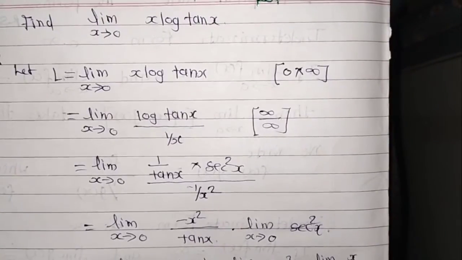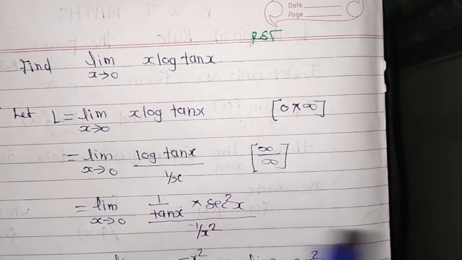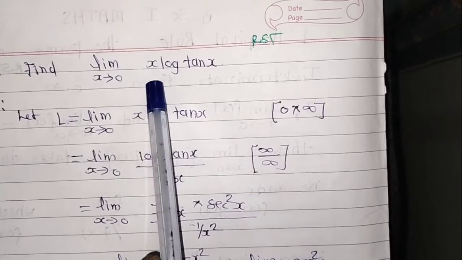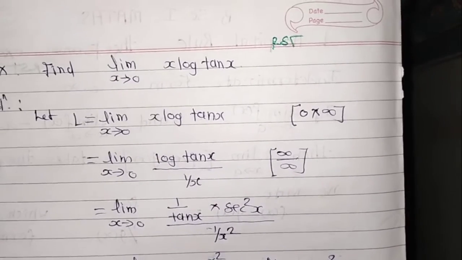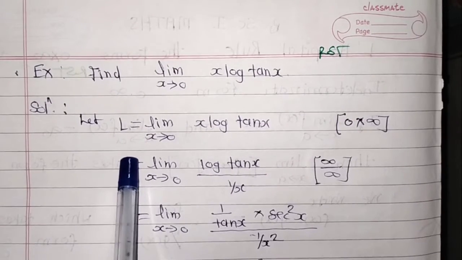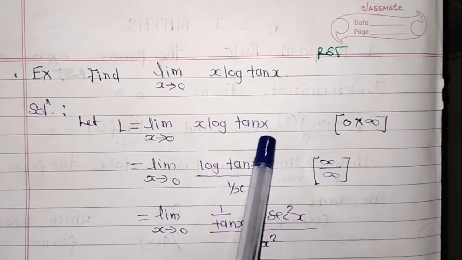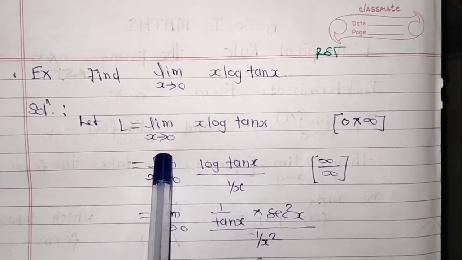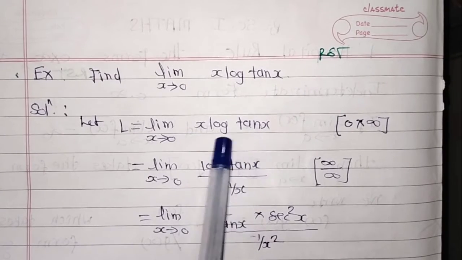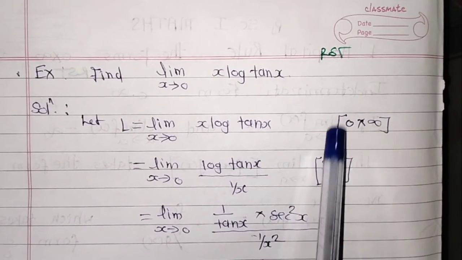Now consider examples of these indeterminate forms. First we consider the example of the 0 into infinity form. Find limit x tends to 0 of x log of tan x. Let us consider the solution of this example. Let L equal limit of x log of tan x as x tends to 0. Here x tends to 0, so that is 0, and log of tan of 0 is infinity. So we get the form 0 into infinity.